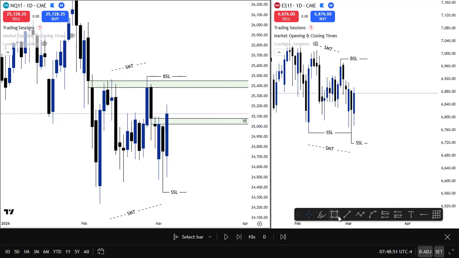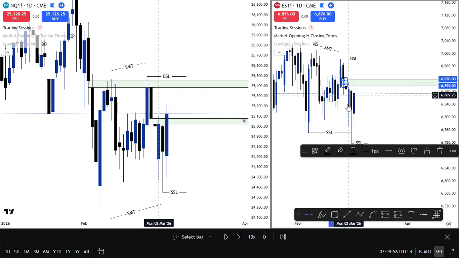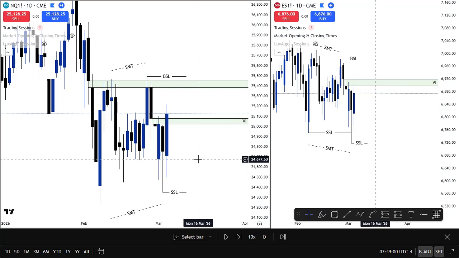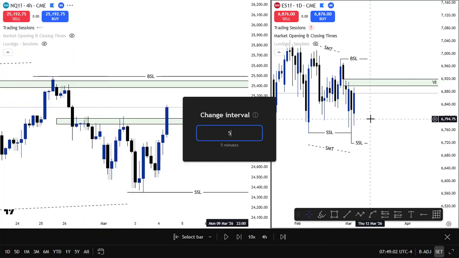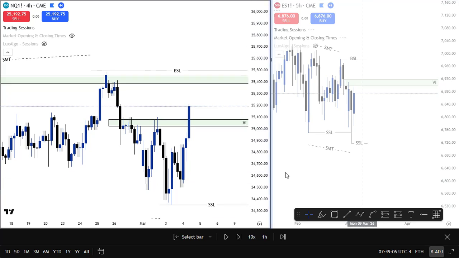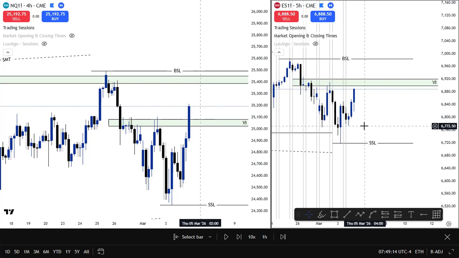Okay, volume balance. Here we go. Same on Yes. Here we go. So now let's drop to 4 hour to see where the price was delivered.